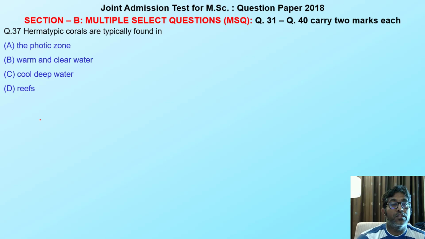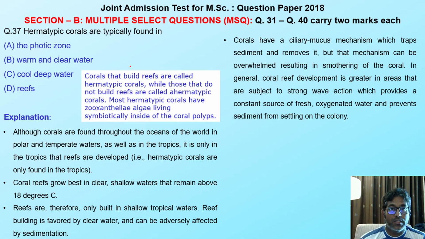Moving to the next question, this is related to coral, and now you know that we have two types of coral. Let's see. Coral that build reef. The coral that build reef are called hermatypic coral, whereas those that do not form the reef are known as ahermatypic coral. So now I am talking about the hermatypic coral. So it should form the reef. So my option D is the first option now.